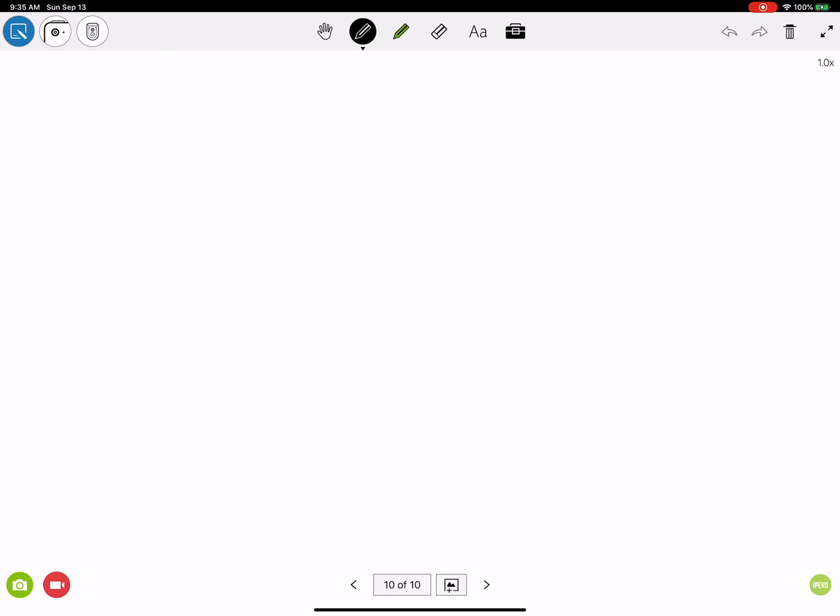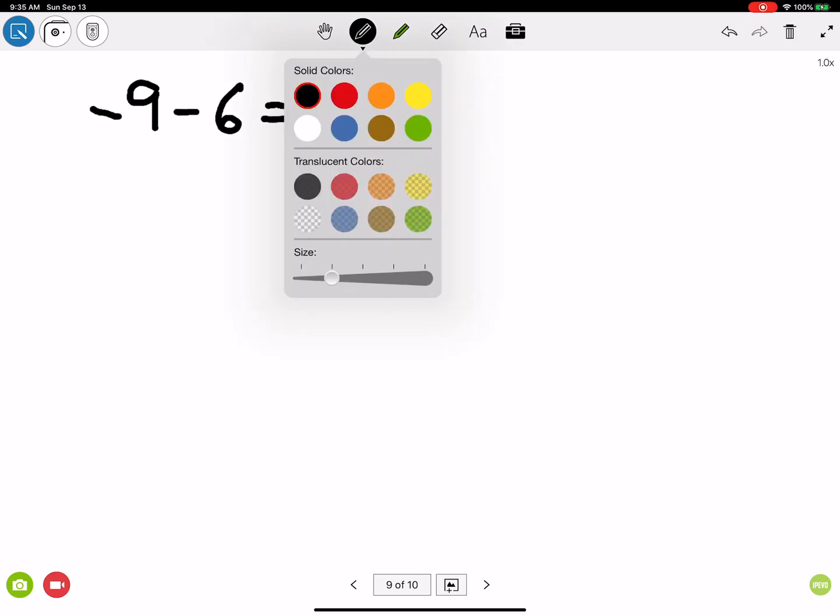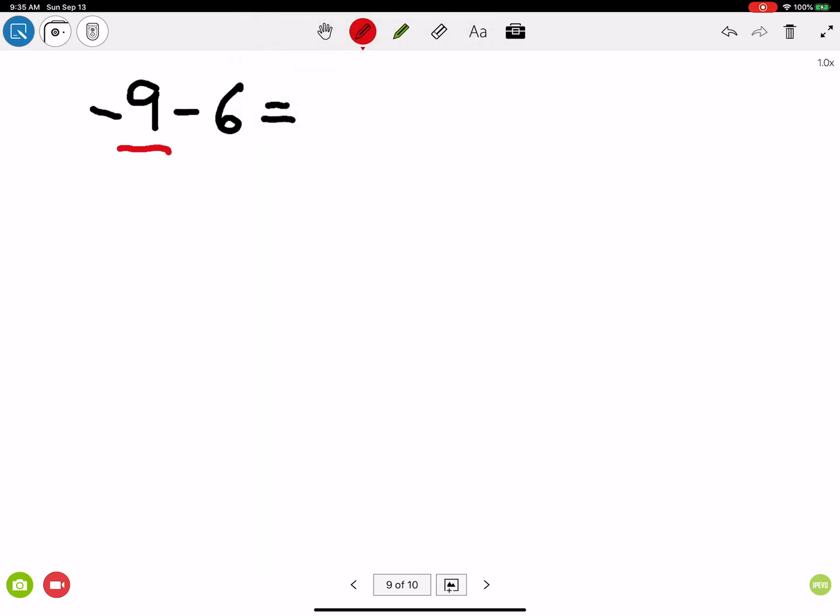So let's try this. Let's say that we had negative 9 minus 6. Okay, so negative 9, it's our starting point. We're going to keep it. Subtraction, we're going to change this to its opposite, which is addition. And then we're going to change the 6 as well to its opposite. Positive 6, its opposite is negative 6.